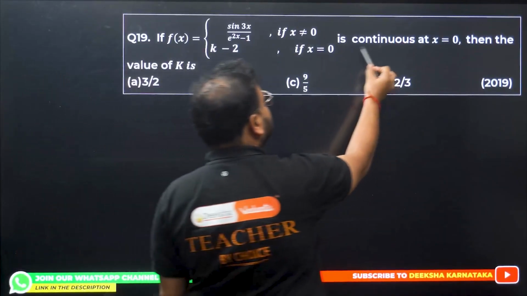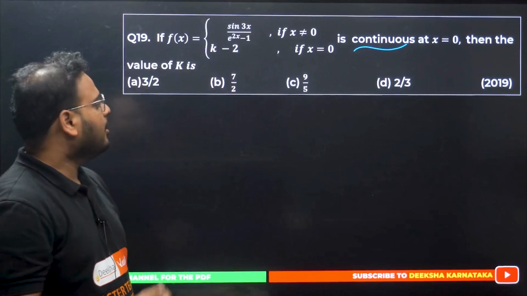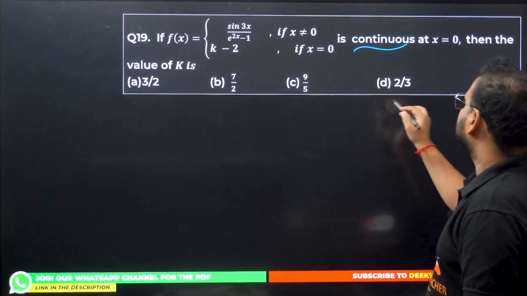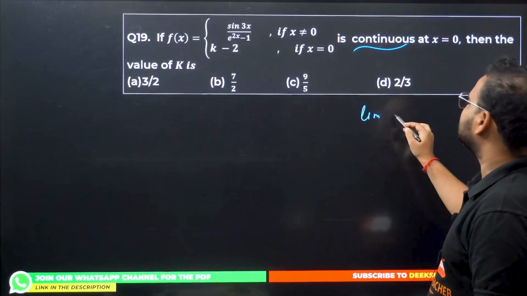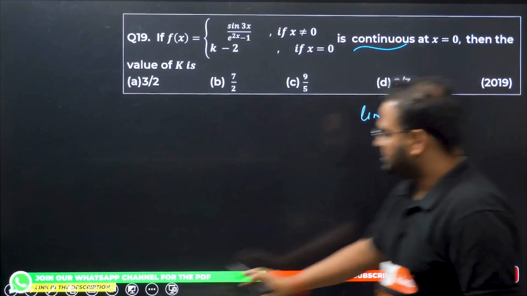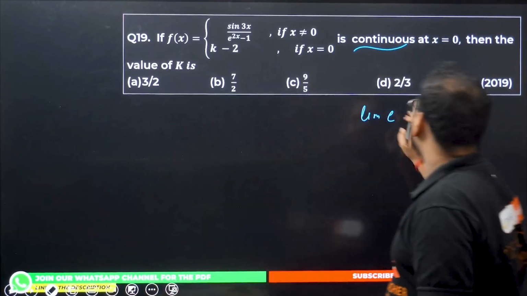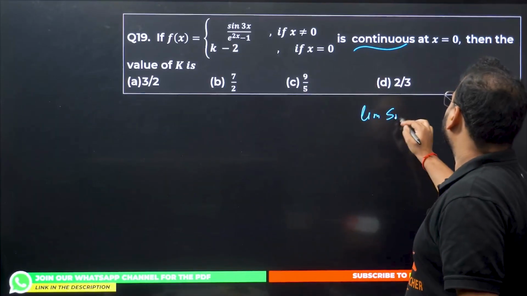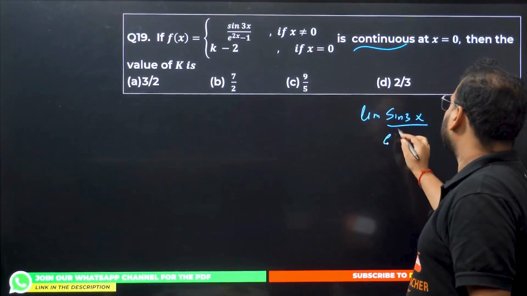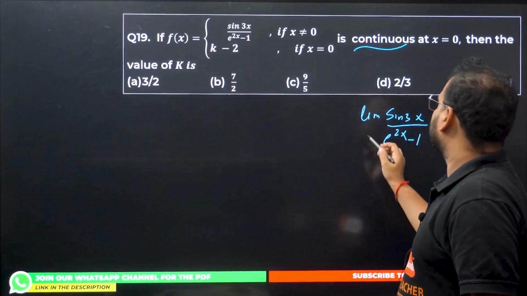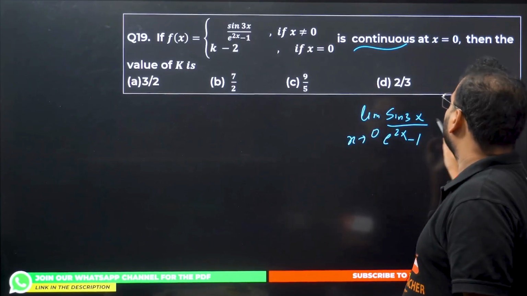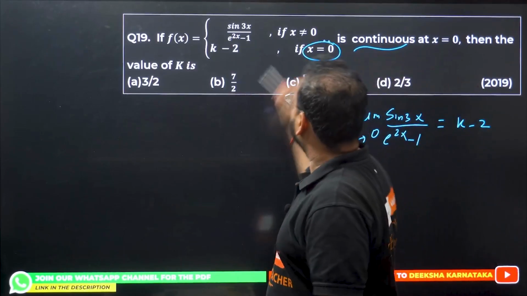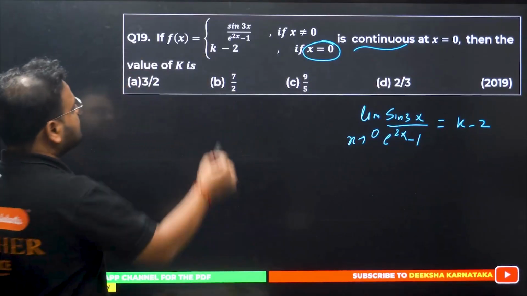Same thing, they have given us continuous. It means that we can apply a limit and the same approach of the function value should be equal. So right here, limit of the function given here as sine 3x upon e power 2x minus 1 when x tends to 0 equals to k minus 2. Basically f of 0, right? F of 0 is k minus 2.